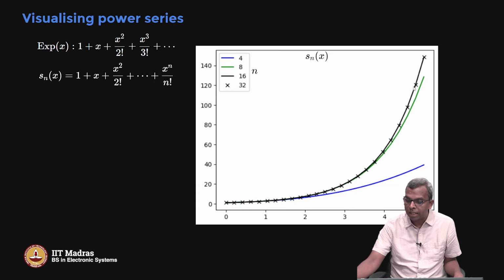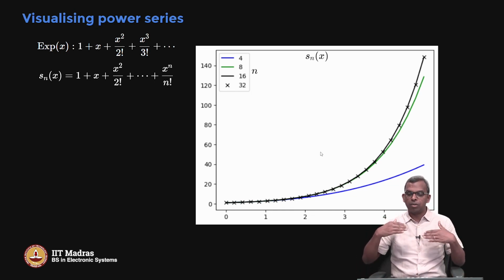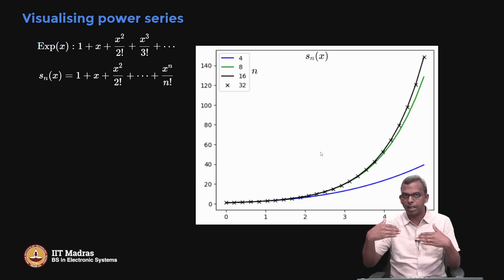But as you go higher and higher, it looks like you may have to go to larger and larger n. But nevertheless, the final shape of this curve for large enough n seems to work out quite okay. So this is the way in which one can visualize the convergence of these power series expressions. As n increases, Sn of x seems to tend to some shape.